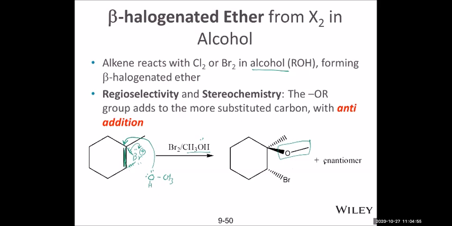Okay. To get the enantiomer, we just need the all-wedge bromonium ion. And then attack from the back, from the other side, will give me this enantiomer product. So that's the stereochemistry of the addition reaction. With the halogen in alcohol as a solvent, where the alcohol acts as a nucleophile, you get a halogenated ether as a product.